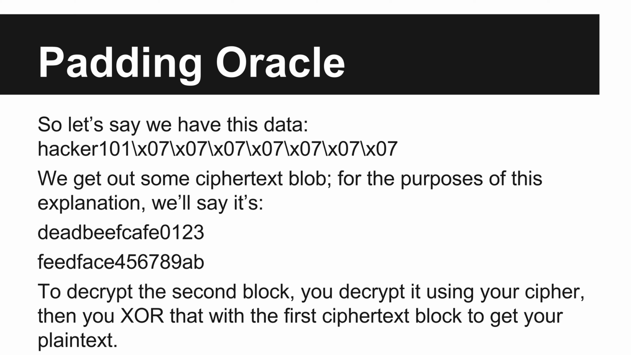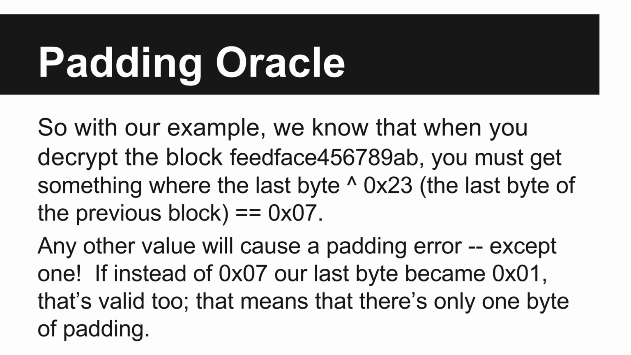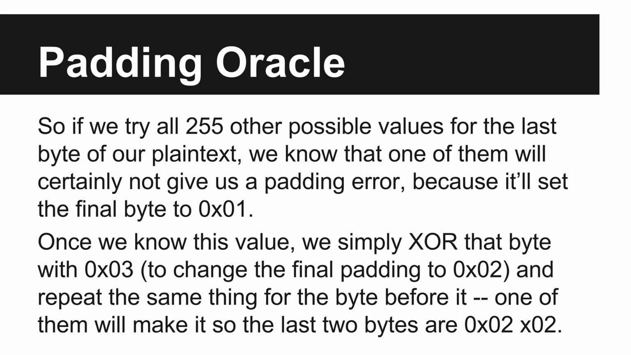If we have the data Hacker101 and pad it out to 8-byte blocks and encrypt it, we'll get some ciphertext blob. To decrypt the second block, you decrypt it with your cipher, then XOR it with the ciphertext of the first block. That gets you the original plaintext. With the example, we know that when you decrypt the block feedface 456789AB, you have to get something where the last byte XOR 0x23, the last byte of the previous block, is equal to 7, our known padding value. Any other value will cause a padding error, except 1. If the last byte is 1, that's a valid single byte of padding. So if we try all 255 other possible values, we'll know that the other valid one will be the value 1.